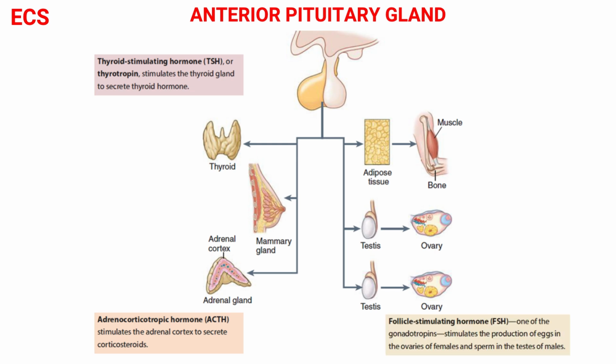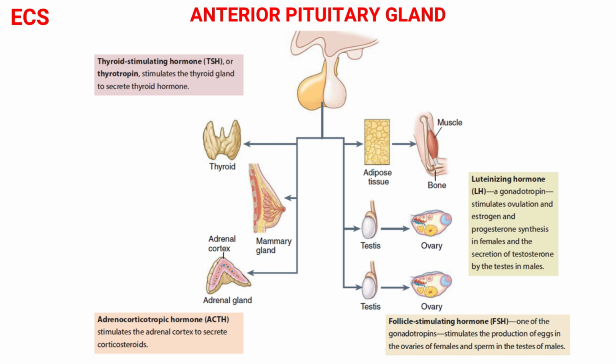Next is follicle stimulating hormone. It controls the production of eggs in the ovaries and sperm in the testes. Next is luteinizing hormone. It stimulates the gonads to produce the sex hormones, estrogen in females and testosterone in males.